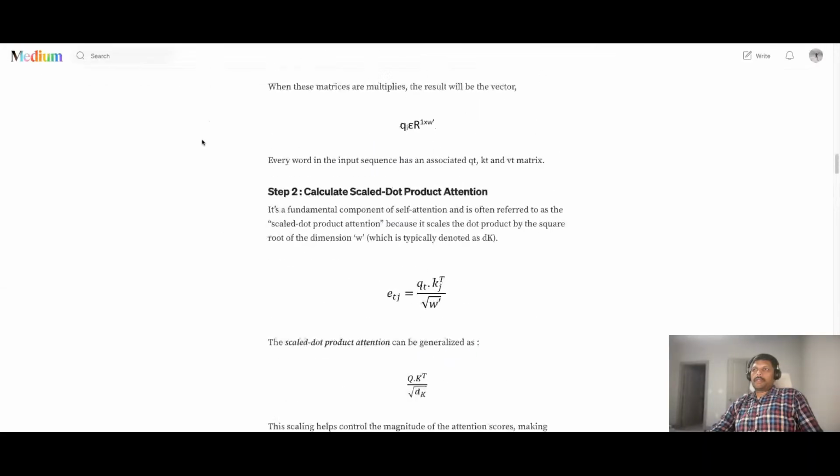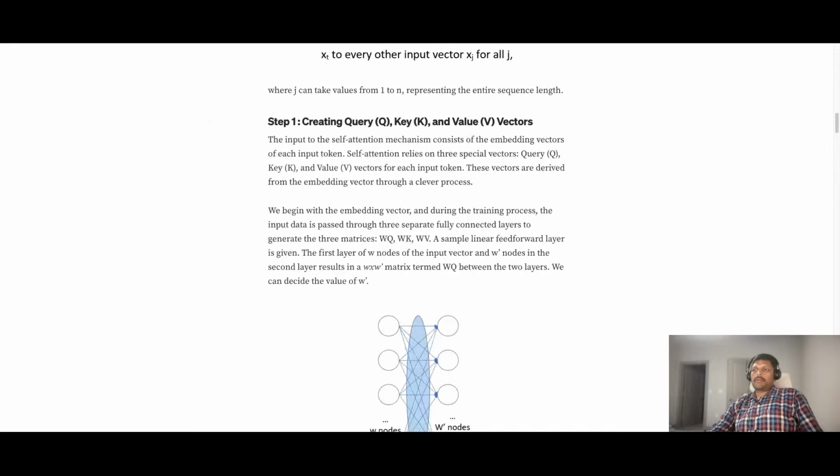This page is explaining step 1, creating query Q, key K, and value V vectors. The input to the self-attention mechanism are the embedding vectors, the input tokens. And there are 3 special vectors: query, key, value, derived from the embedding. So a clever process. What is a clever process?